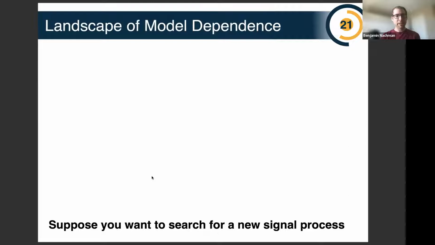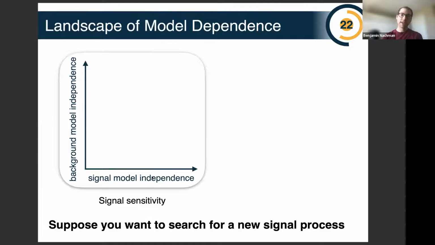Okay, so here's the landscape of model dependence. Suppose you want to search for a new signal process. There are two aspects. One is that we need to achieve signal sensitivity. So we want to be able to enhance the presence of a signal if it exists. And this step of the analysis can depend on both what the signal is, as well as what you assume the background is, the known physics. So a given method will live somewhere in this plane, where it'll have some dependence on the signal model assumed, as well as some dependence on the background model assumed.